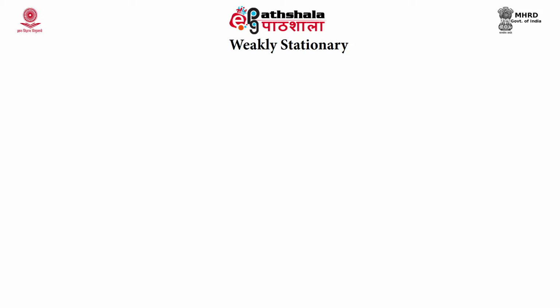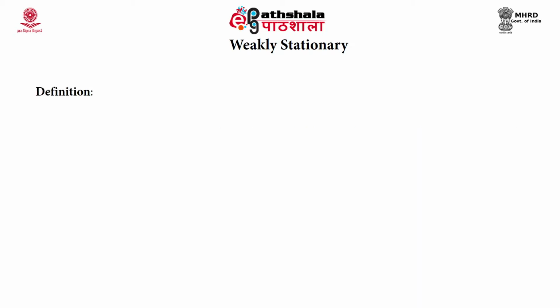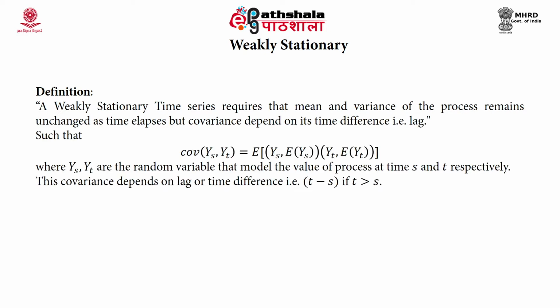Now, come to weakly stationary. The strictly stationary condition does not hold in real life, because there is no necessity that all the properties, that is mean and variance, are constant with respect to time. So to overcome the problems of strictly stationary, another type, that is the weakly stationary time series, is introduced. The definition of weakly stationary: a weakly stationary time series requires that the mean and variance of the process remain unchanged as time elapses, but covariance depends on its time difference, that is lag.